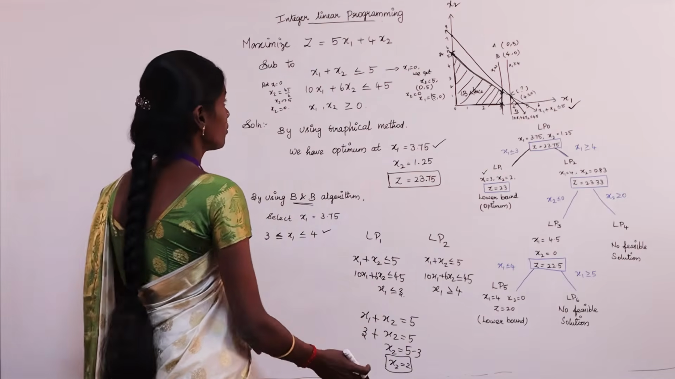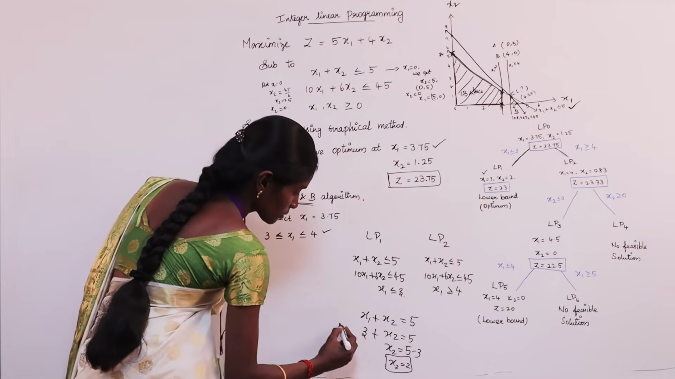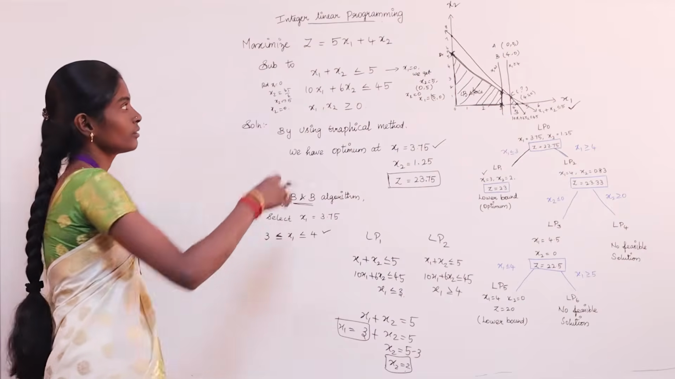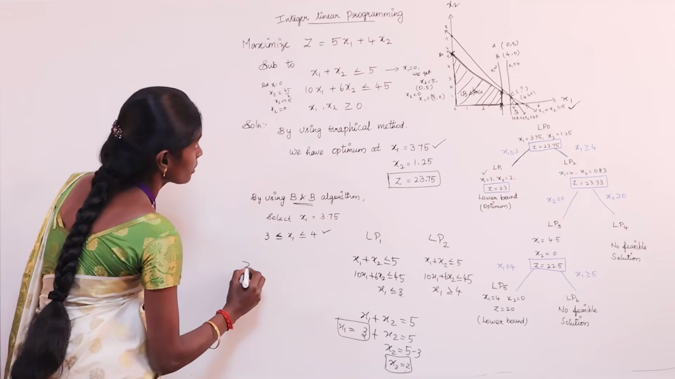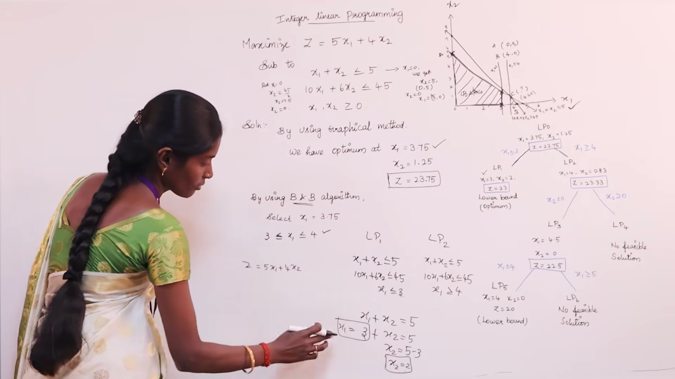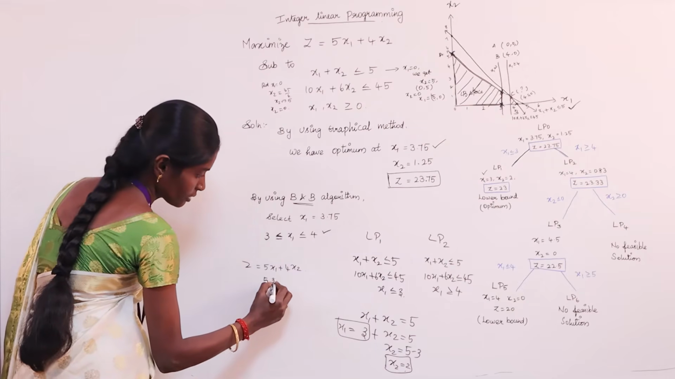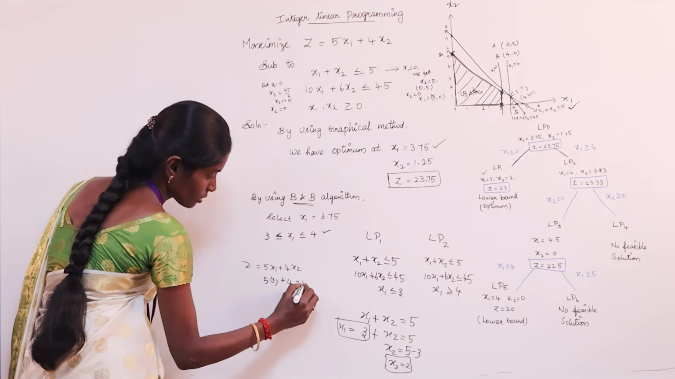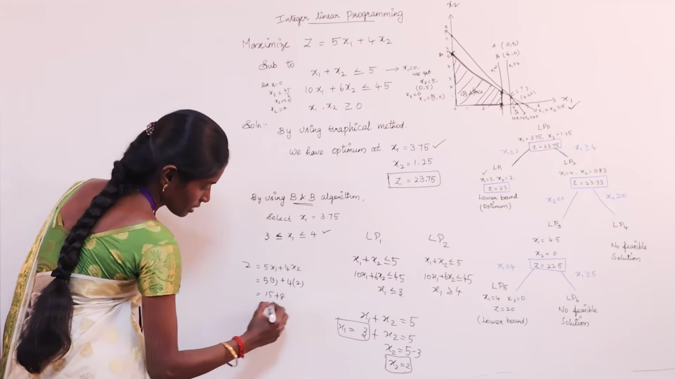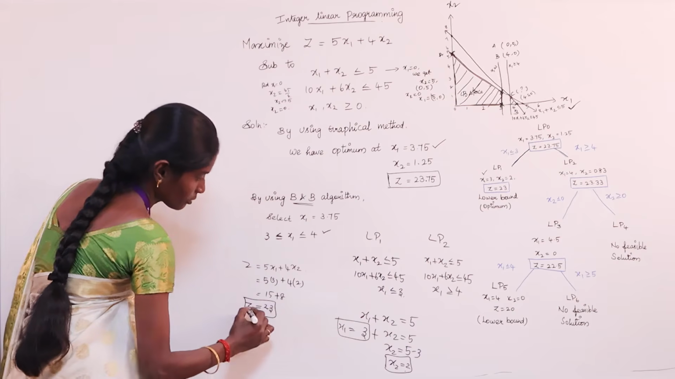Then we will apply x1 as 3 and x2 as 2 in Z is equal to 5x1 plus 4x2. We are having x1 equal to 3 and x2 equal to 2. That is 5 into 3 plus 4 into 2. We have 15 plus 8. Z is equal to 23.